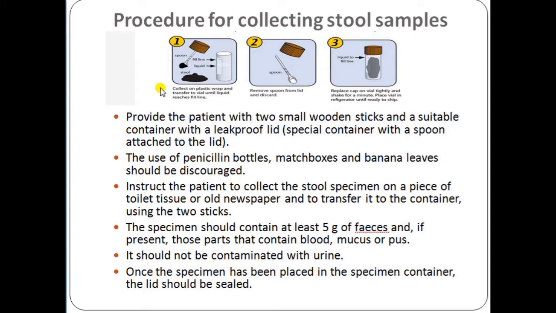This slide shows the procedure for collecting a stool sample. For collection, first the patient is provided with two wooden sticks and a suitable container. The container should be leak proof. Special containers are available in the market which can be used for collection of the sample. This type of container has a spoon inside the lid. Then ask the patient to collect the stool specimen on a piece of tissue paper, and transfer it into the container with the help of the spoon.